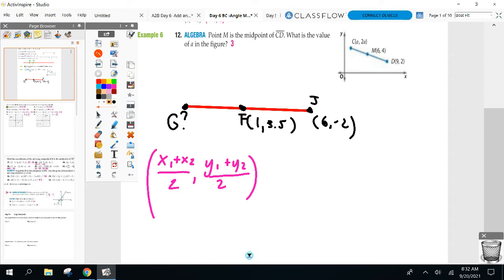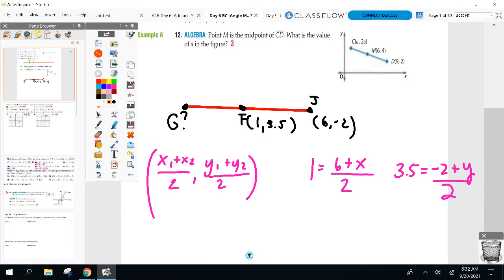So let me start. 1 is the X coordinate of the midpoint. The X coordinate of my midpoint, 1, is equal to my other two X coordinates, which are 6 plus the unknown X, divided by 2. What's the Y coordinate of the midpoint? 3.5. So I could say 3.5 is equal to the Y coordinates added together divided by 2, and I solve that for X and Y. That's one way, by using the midpoint formula.